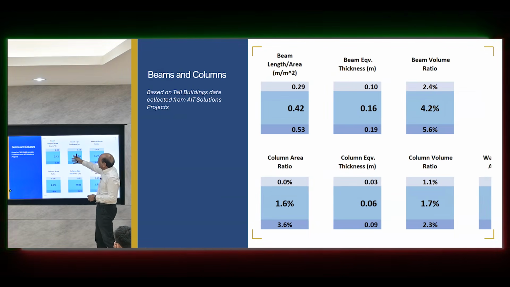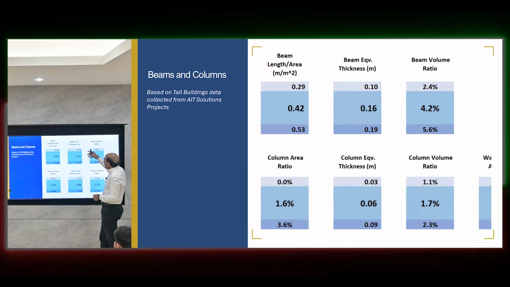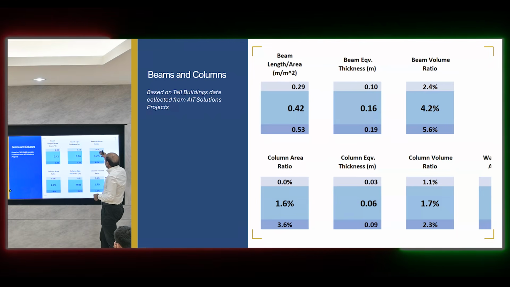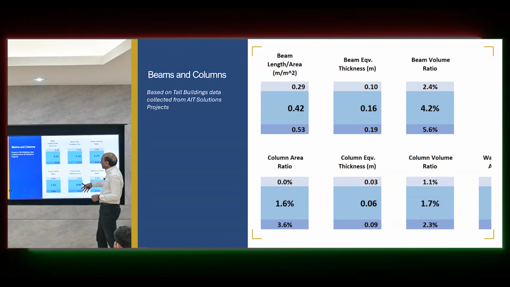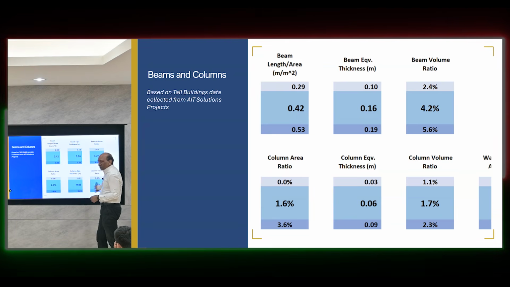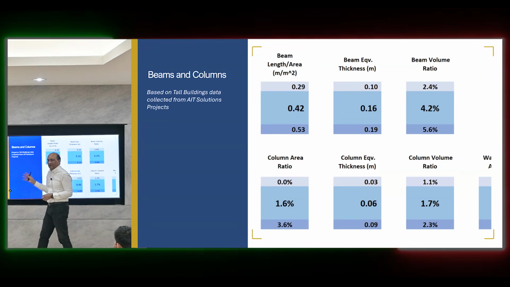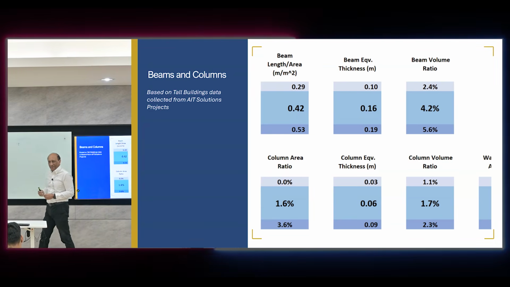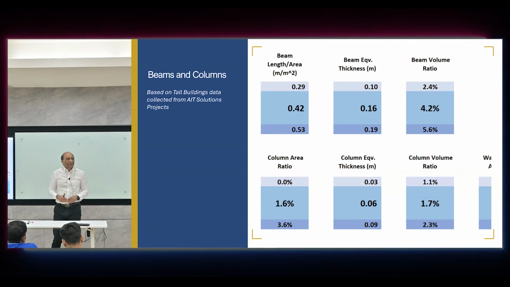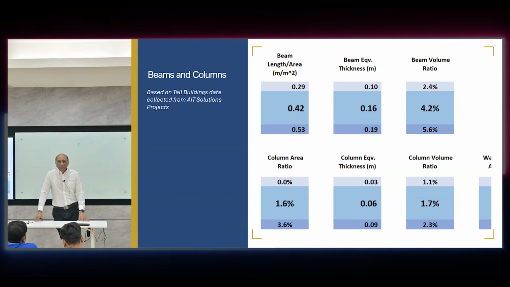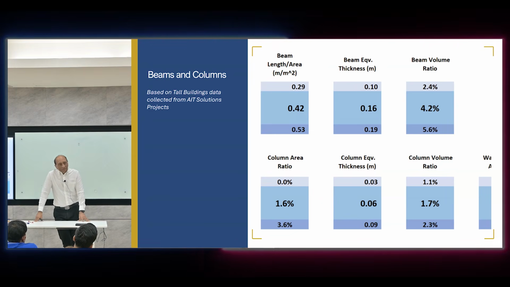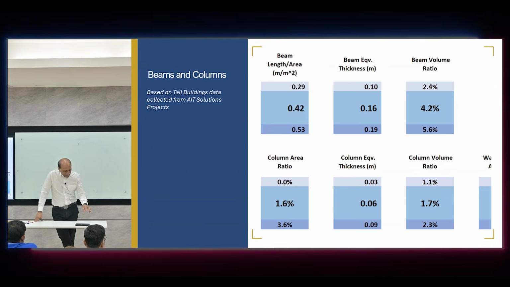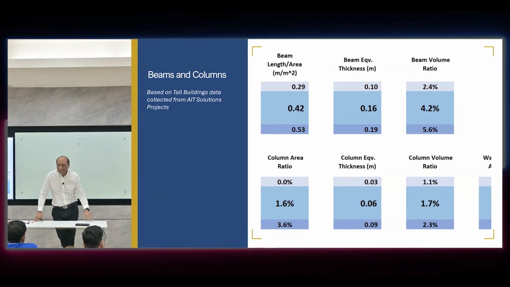Similarly, beam length per area, equivalent beam thickness, beam volume, concrete volume, wall volume, column thickness equivalent, column area ratio. So you can calculate many of these indicators from a building design and keep them in a database. They become your efficiency indicators. And then you can compare them across the projects in global detail or very much local detail.